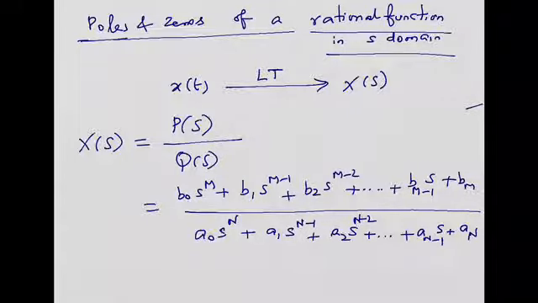Hello everyone. Let x of s be a Laplace transform of x of t. When x of s is expressed as a ratio of two polynomials, one in the numerator and another one in the denominator in the s domain, then the s domain representation x of s is called a rational function of s. So the zeros and poles are two critical complex frequencies at which a rational function of a signal x of t takes two extreme values.